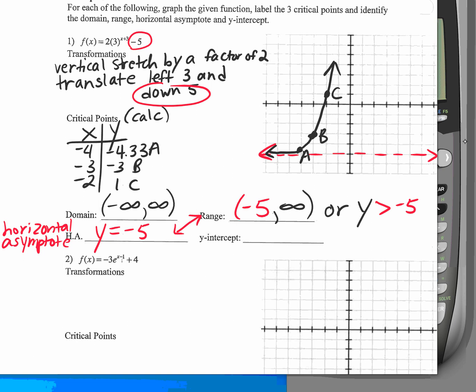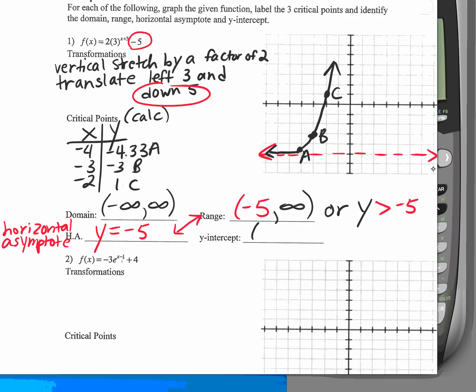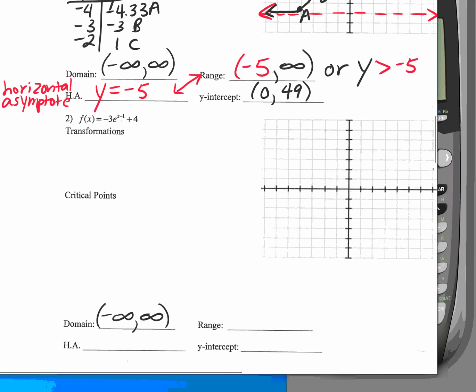That's very important. And then the y-intercept we can also get from our table. If we go down and look for where the 0 is in x, and record that y value that goes with it. So 0, 49 would be our y-intercept. So your focus for these is being able to identify the transformations and then getting the correct horizontal asymptote and range, and using your calculator to help you get some good points on there so you can get that general curve plotted. So let's do one more of those. We'll wrap up this video, and then we'll do a second video for the log graphs.